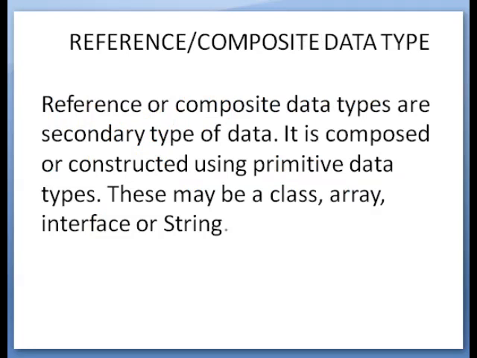The next one is reference or composite data type. Reference or composite data types are a secondary type of data. They are constructed using primitive data types. These may be a class, array, interface or a string. In the coming chapters, we will discuss these data types and their usage.